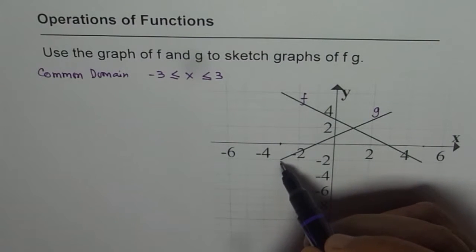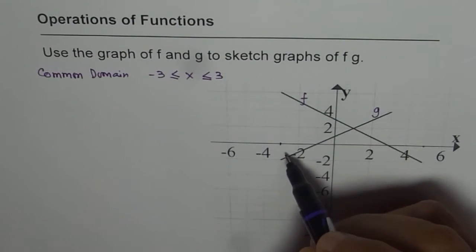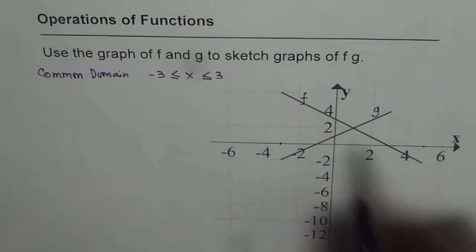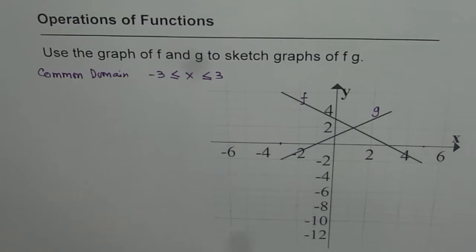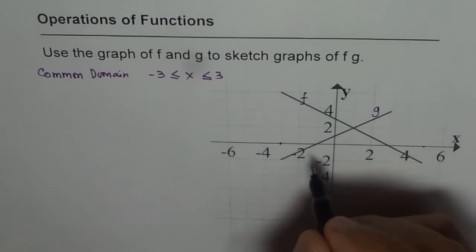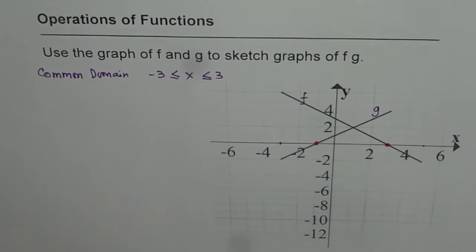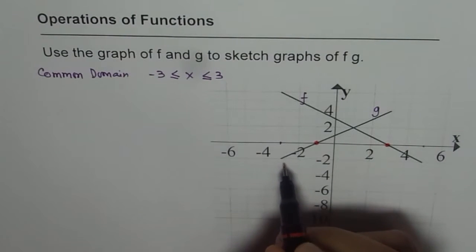Now, how to multiply them? At each and every x value, we can multiply their corresponding y values to get the result. Now, as you know, 0 times anything is 0. So these two x-intercepts will result in zeros. Correct? So those are my 2 points. And now these are my extreme points.